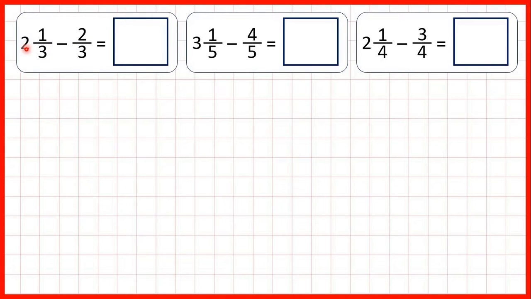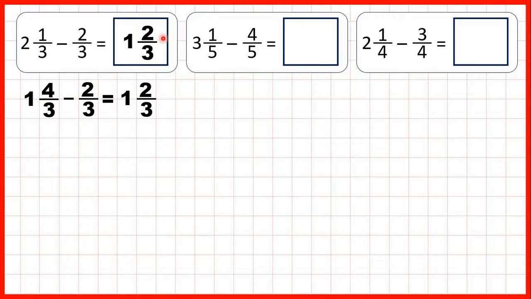So 1 less than 2 is 1, and that gives us 3 more thirds, so we can add the denominator to the numerator. 3 plus 1 is 4, so 1 and 4/3 is the same as 2 and 1/3. So now we can take 2/3 away. We still have our 1 whole, but 4/3 minus 2/3 is 2/3 because the denominator stays the same. So that gives us our answer.